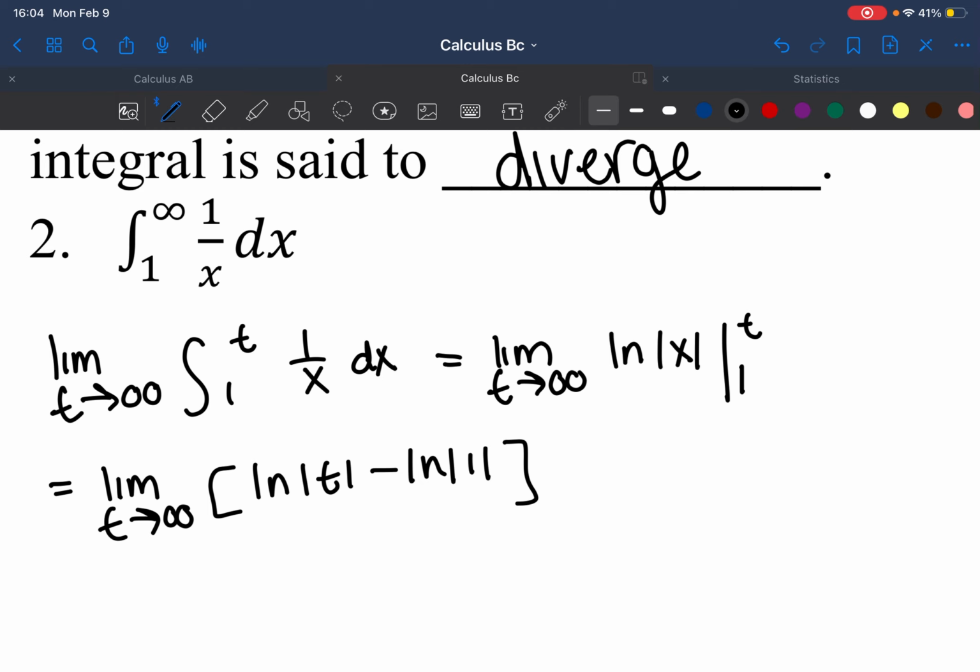And if we plug in infinity for t, the natural log of infinity is going to just continue to increase rapidly, so it's going to approach infinity. And the natural log of 1 is 0, so infinity minus 0 is equal to infinity, which means that this limit doesn't exist, so we say that the integral diverges.